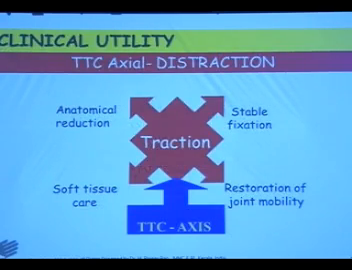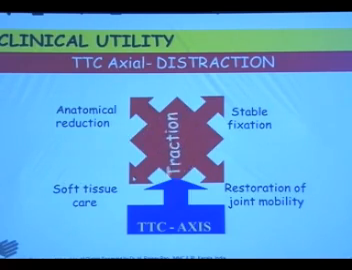Whenever we talk about the TTC axis, I'm dividing this into a distraction group, where we distract the whole limb on the same plane. Whenever we distract it, we try to achieve a good anatomical reduction at the ankle, with which we can go for a stable fixation, followed by whether the ankle soft tissue can be well managed, and if this can be achieved, can it be done?